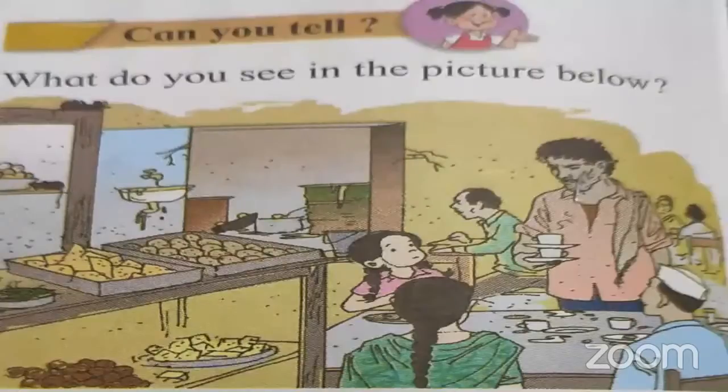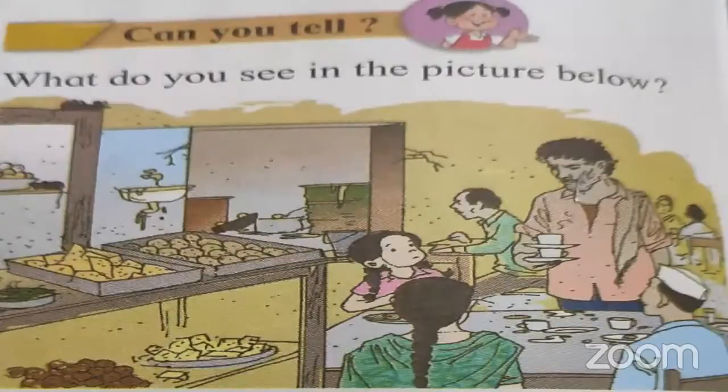Food is uncovered. Very good. I can see some rats also, mice running in the shop. Okay, as you said, sweets, and the mouse is eating the sweets. Yes, very good. Good observation, beta. So, food is uncovered. As you said, the shop is dirty and some mice are running here and there.